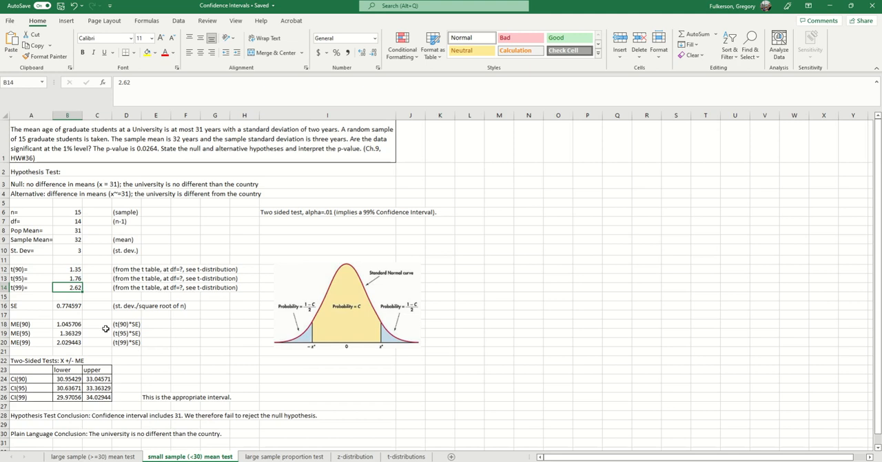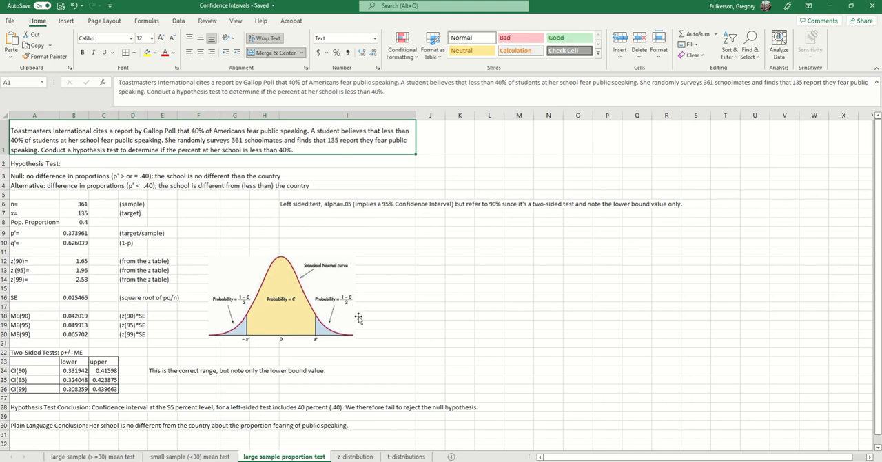1.35, 1.76, and 2.62 are the associated t-values that will be used in our margin of error, which is multiplied by the standard error. And same formula for the standard error, the standard deviation divided by the square root of n. So 3 divided by the square root of 15. Down here, we just simply add and subtract the calculated margins of error from the point estimate. So 32 plus or minus 1.04 gives us these values for the 90% confidence interval. Plus or minus 1.36 gives us these values. And plus or minus 2 gives us these values.